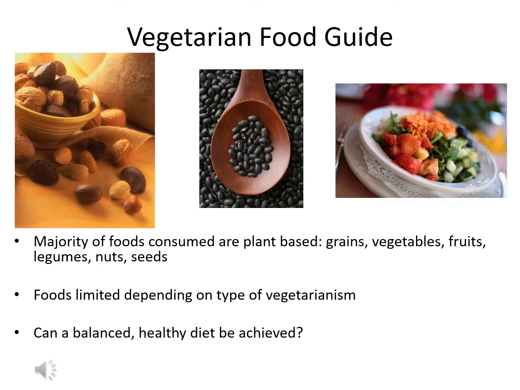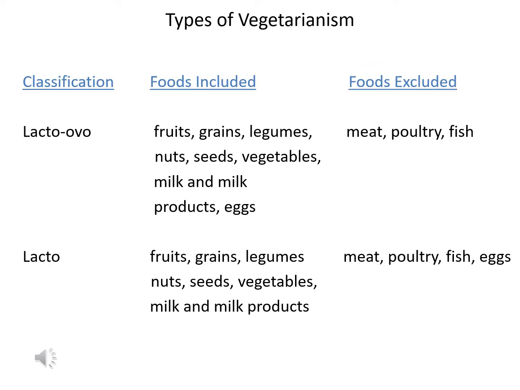So let's take a look at these plant-based diets. Depending on the particular food group that you may be excluding or the food groups that you are consuming, can actually play a role as far as how balanced or healthy of a diet can actually be achieved. The foods that are limited depend upon what type of vegetarian guideline or vegetarianism is actually being followed. There are different classifications for those who choose to follow a vegetarian type of a diet.